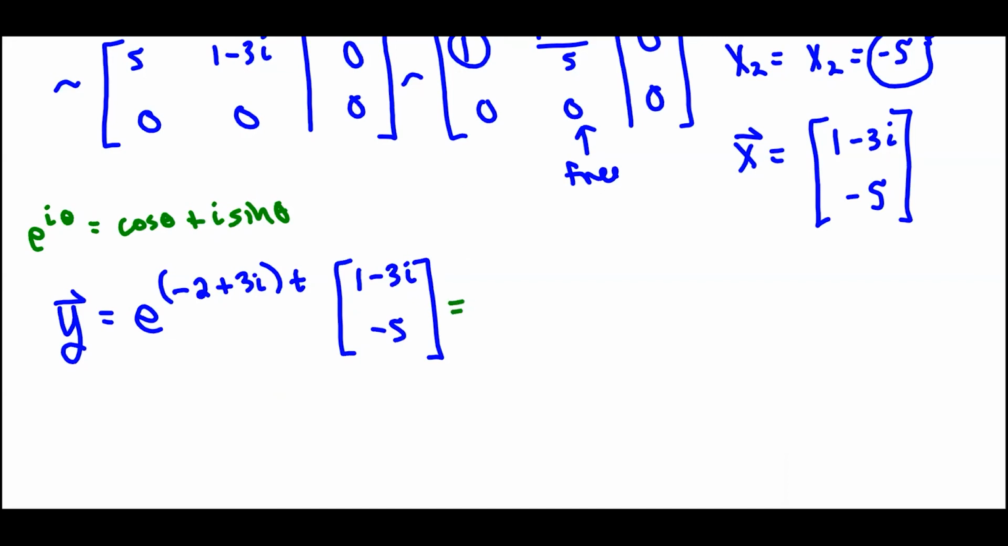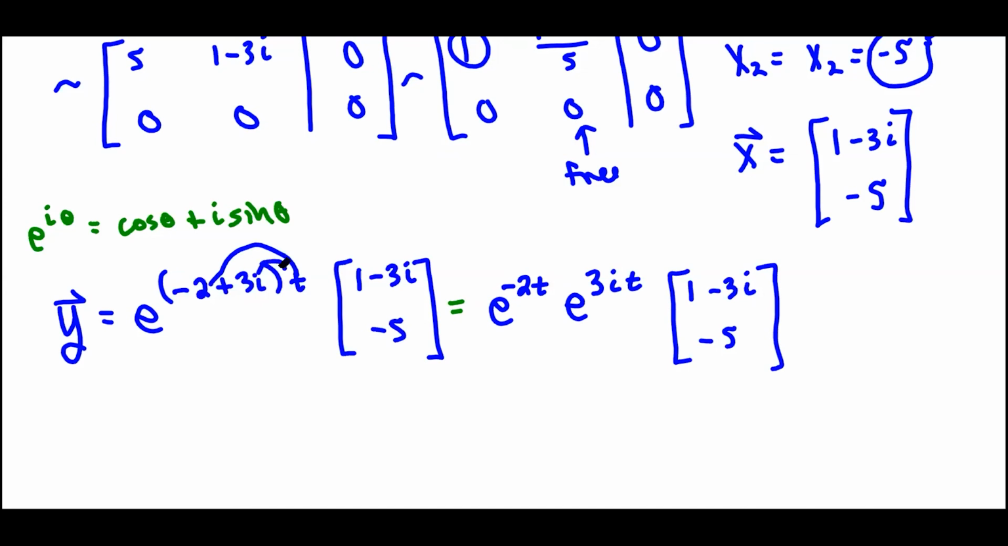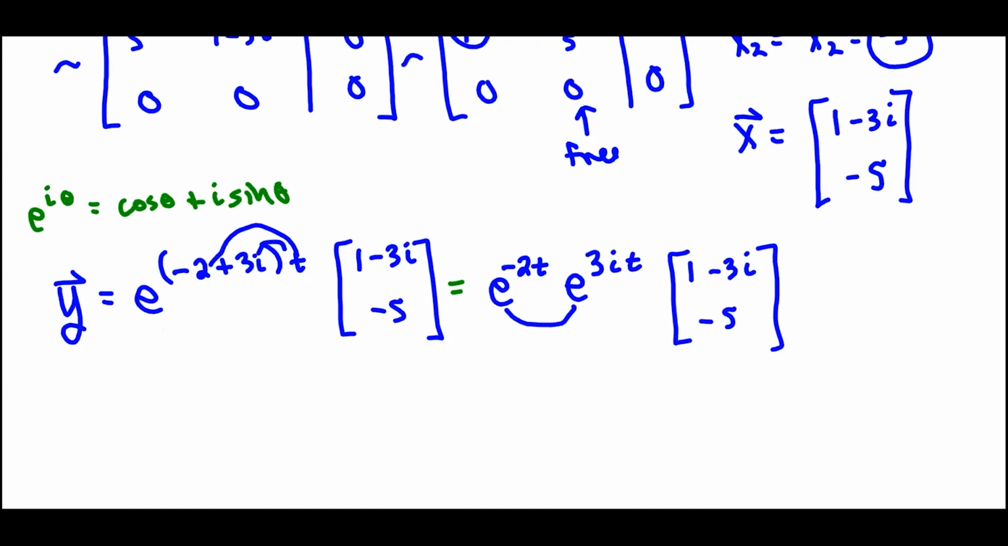So I'm going to say this is equal to e to the negative 2t times e to the 3i times t, and then times this vector. So just think about distributing the t in the exponent and then splitting that sum into two different e's, right? So if I multiply these back, I'm going to add the exponents, right? And I'll get back to this if I factor out the t. So now I can use Euler's.